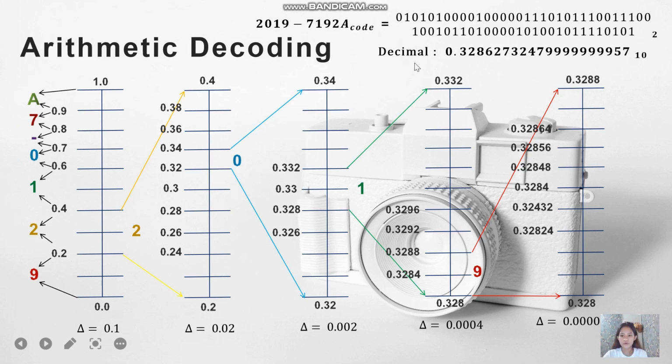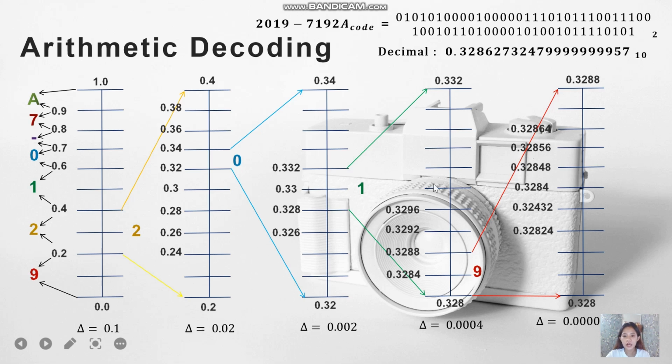So considering we are going to focus on this value in order to make sure we got the correct value. Since we start with number 2 for the original value of my ID number, which is 2019-7192A, for number 2, we found this decimal between 0.2 and 0.4. Expounding this, we get these values. Focusing on the next number, 0, we found these values, 0.34, 0.32, and then expand again. So we found the values in the middle, 0.332, 0.32, which are the values for 1.